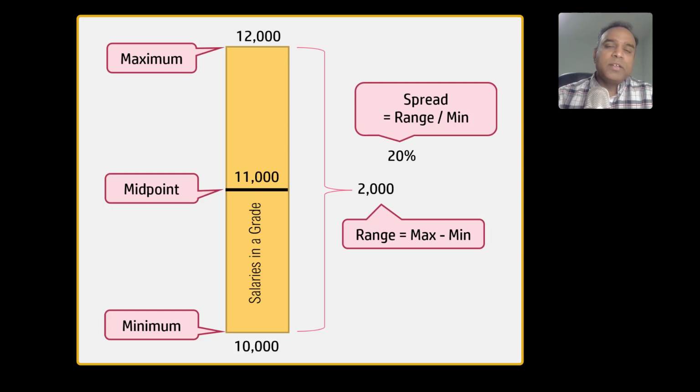And that is where the concept of spread comes into play. Spread is nothing but range divided by the minimum point of that grade. In this example, 2,000 is the range, 10,000 is the minimum salary point, so 20% is the spread of this grade. So now let's take our example again with spread and range information added. This is what it looks like.